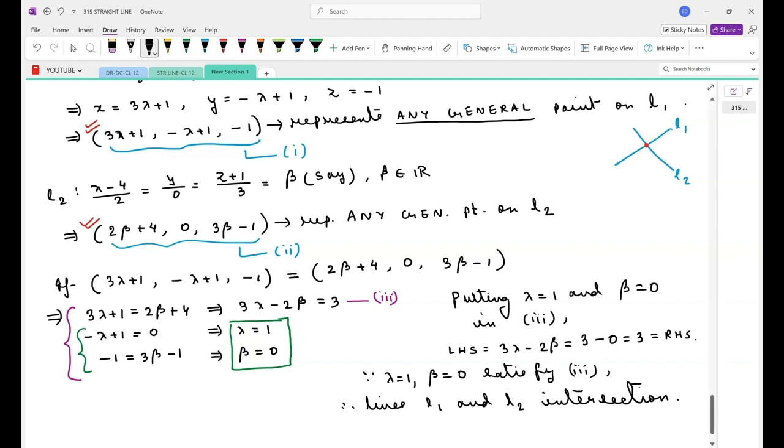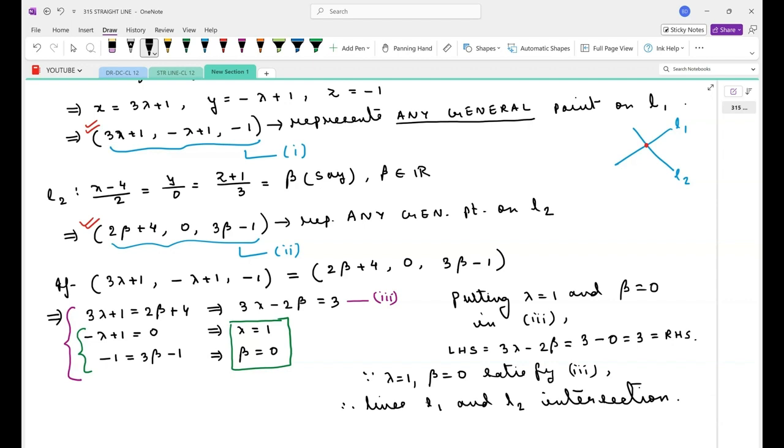This is how we do. We find any two general points on the line and then forcefully equate them so that we get the point of intersection. And if these two values of lambda and beta did not satisfy 3, then our conclusion would have been that they don't intersect. So the first part is done. We have shown that they intersect.